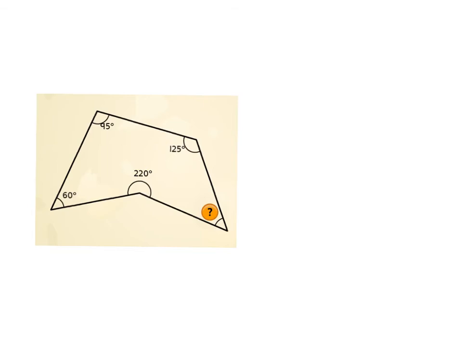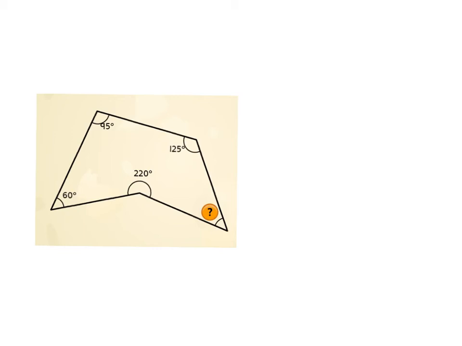Alright girls, let's have a look at this one over here. They're going to ask you to calculate the missing angle of the question mark. The first thing we need to do is see what kind of shape it is. So let's count our sides. We have 1, 2, 3, 4, 5 sides. That means the shape must be a pentagon.